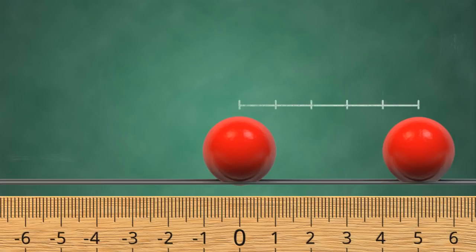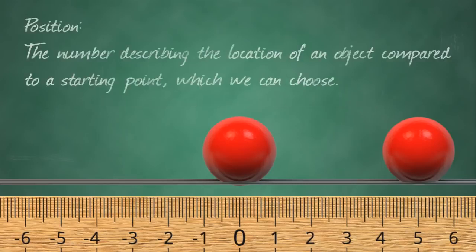And since we've set up the ruler so that balls to the right of 0 have positive position, this means that balls to the left of 0 will have negative position. So let's define position as the number describing the location of an object compared to the starting point, which we can choose.